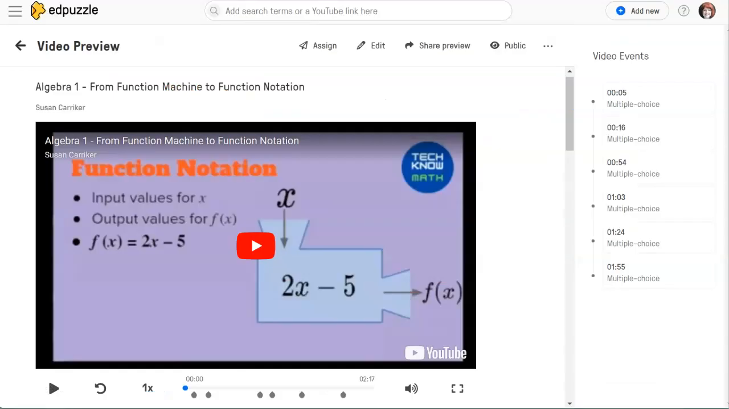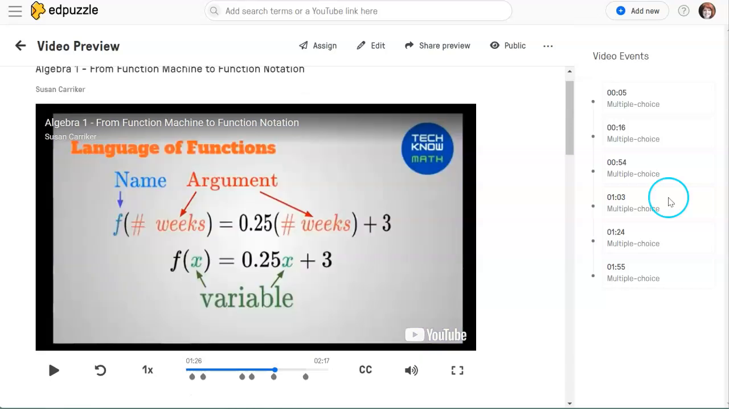In Edpuzzle, the students will be watching the videos you just saw, but they will also be answering multiple choice questions that go beyond what's in that video. So I'll ask them to classify the function. They'll identify domain and range, they'll evaluate the function. So they're doing a lot more than what you're seeing in that video.